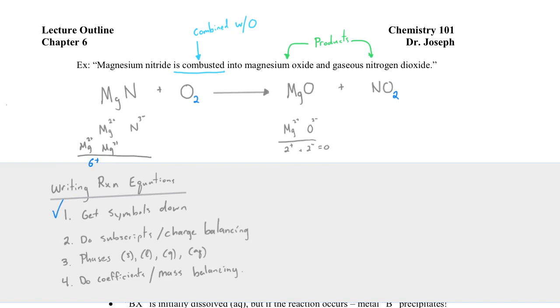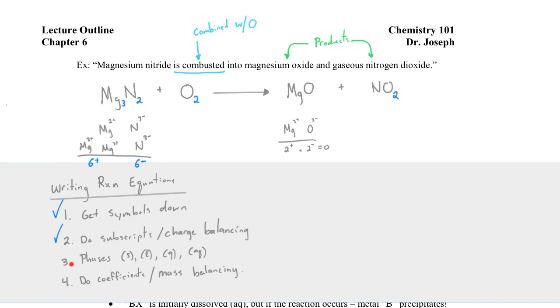We're going to need to balance this 6 positive charge with a 6 negative charge from nitride. To do that, we need to have a total of 2 nitride anions, because each one has a 3 negative charge. So taking a look at our balance sheet, we need to have subscripts 3 for magnesium and 2 for nitrogen. So that takes care of step 2, the subscripts and charge balancing.